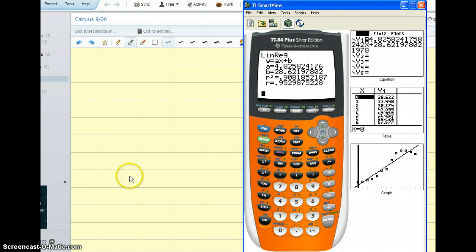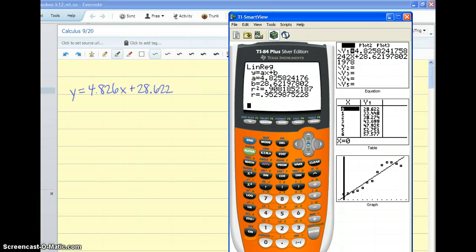So your equation is y equals ax plus b, and here's what you substitute in for a, and here's what you substitute in for b. So this is how you would write your answer. Again, 3 decimal places is what's required on the AP exam.